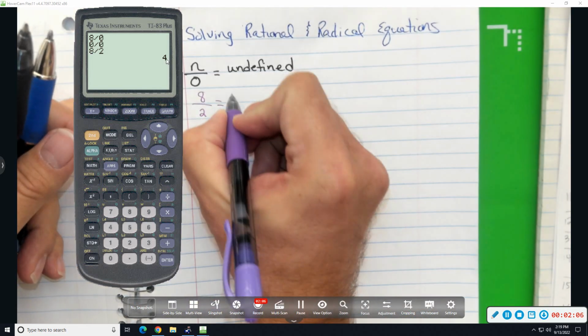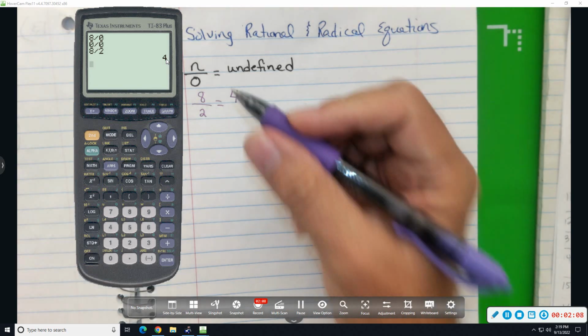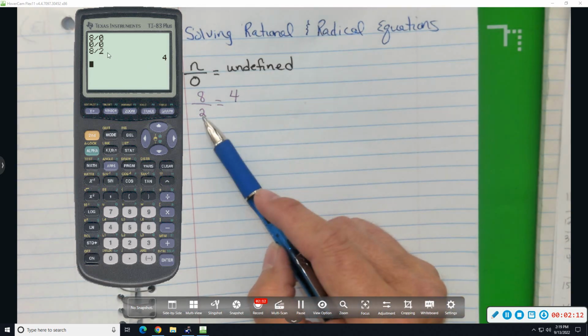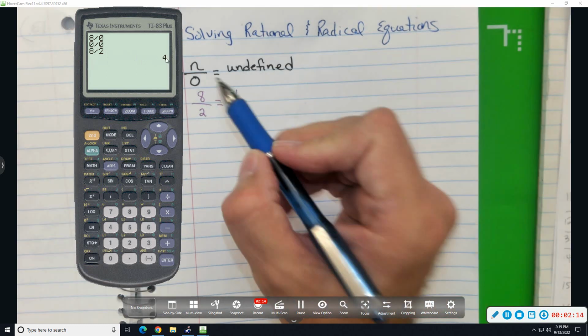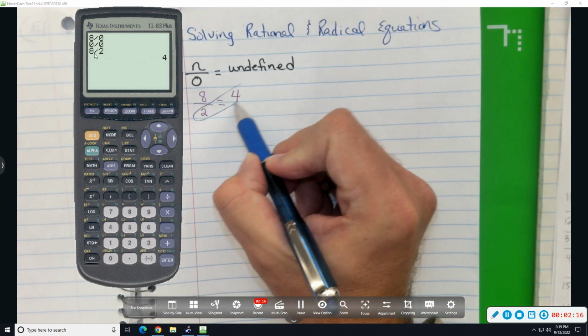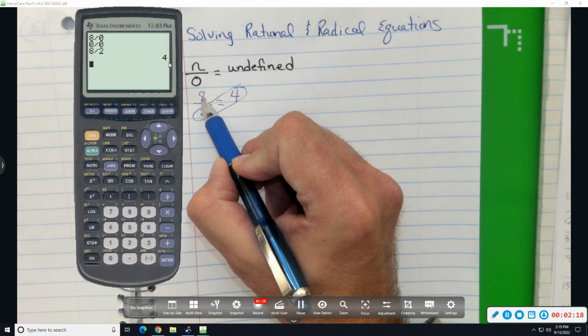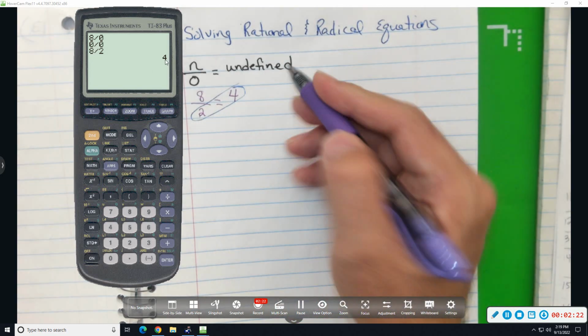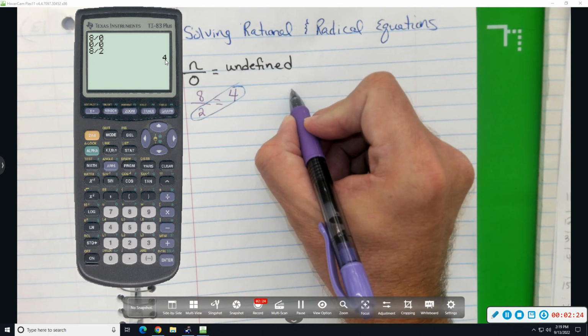What did you learn first? Division or multiplication? You learned multiplication first. 8 divided by 2 is defined to be 4 because 4 times 2 gives us 8. And realize that quotient is unique. There's only one answer. For 8 divided by 2, it is 4 and nothing else.